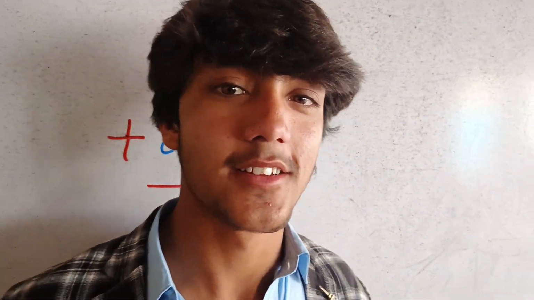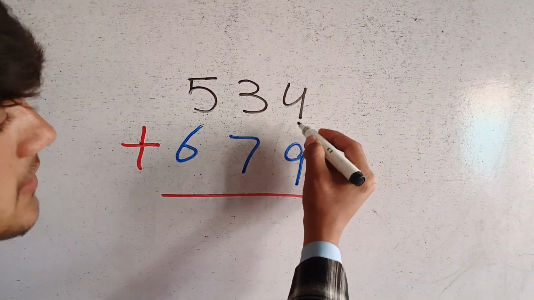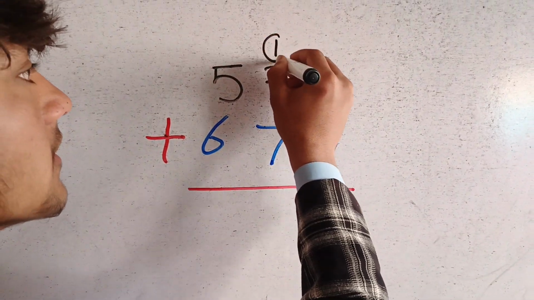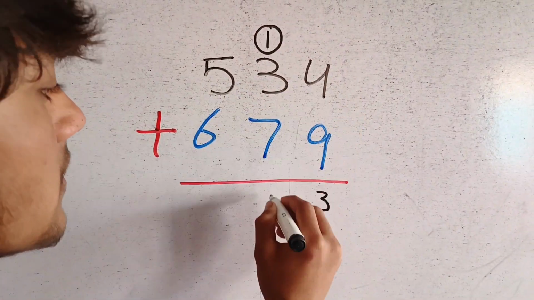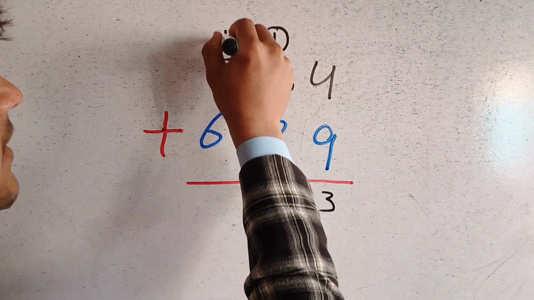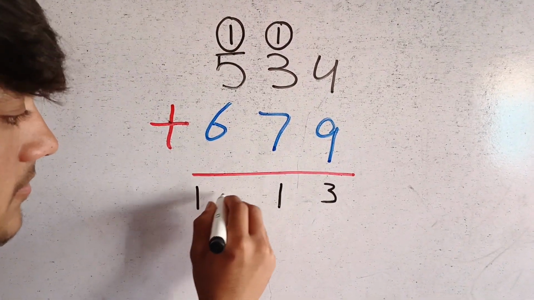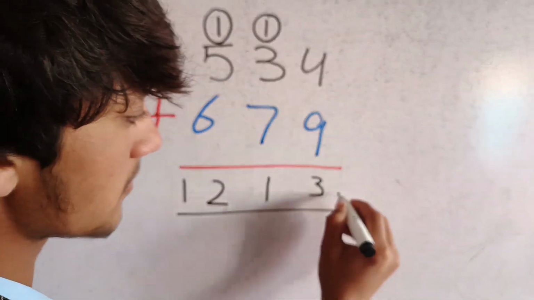First we learn 3-digit addition. 4 plus 9, 13, 1 carry. 3 plus 7, 10, and 1 carry add 11, and again 1 carry. 5 plus 6, 11, and 1 carry add 12.